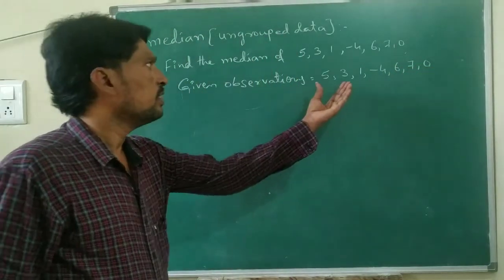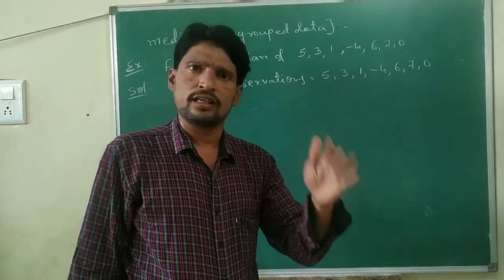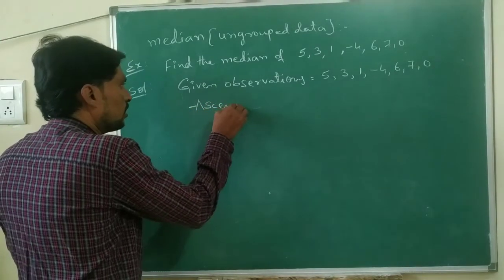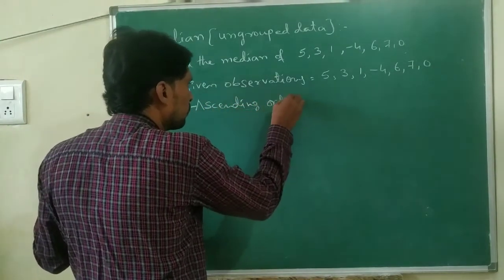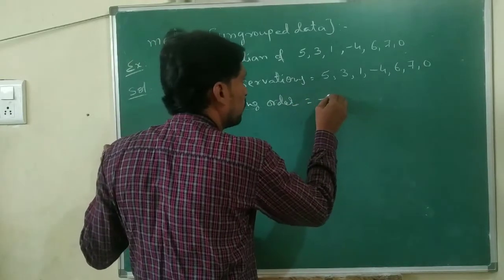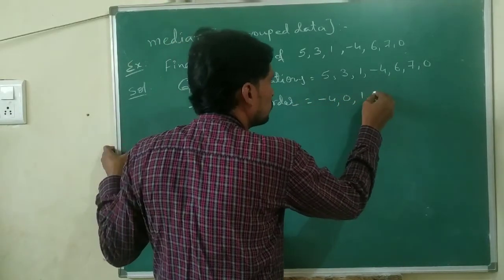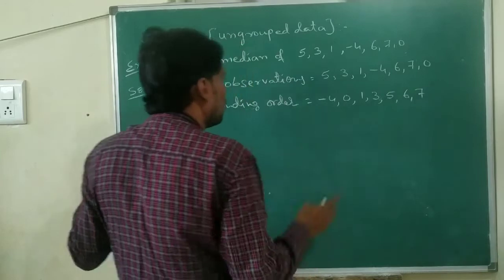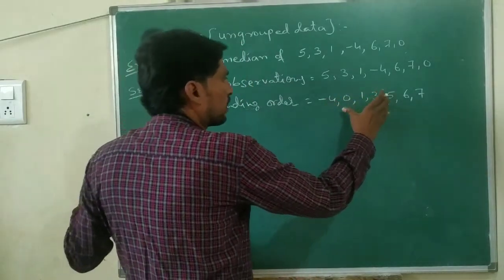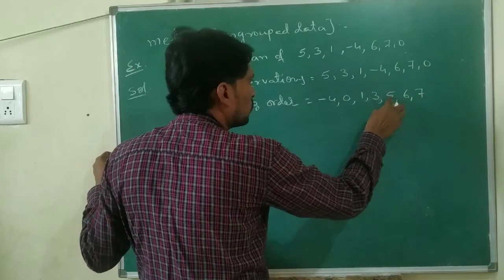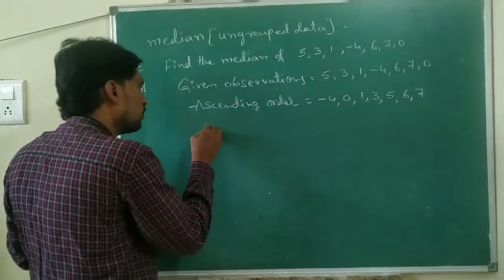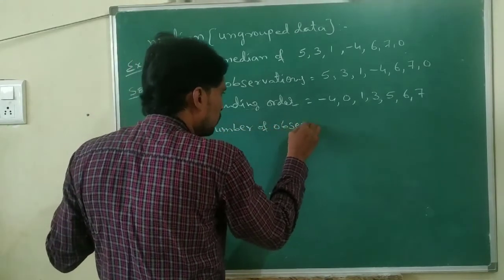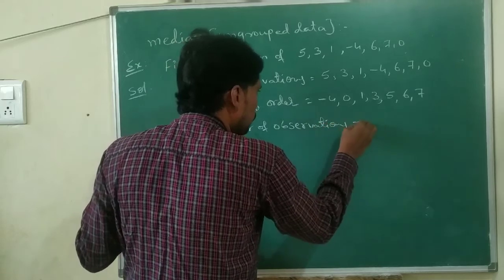Then next we need to arrange this data, either in ascending or descending order. I am arranging in ascending order: minus 4, 0, 1, 3, 5, 6, 7. Here you have to calculate the number of observations: 1, 2, 3, 4, 5, 6, 7. So number of observations equals 7.